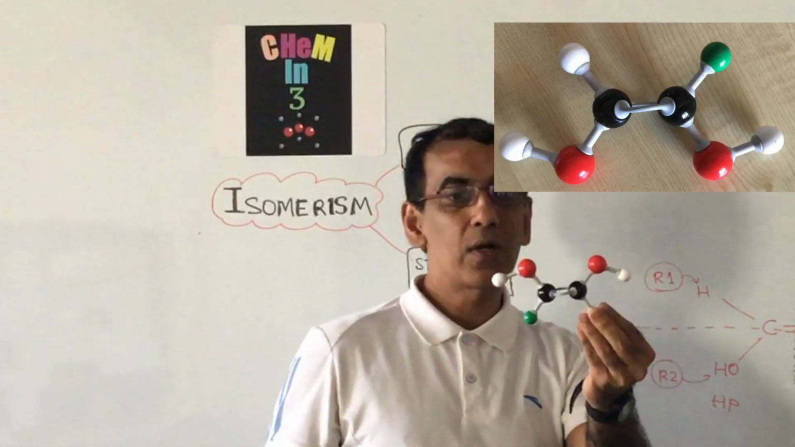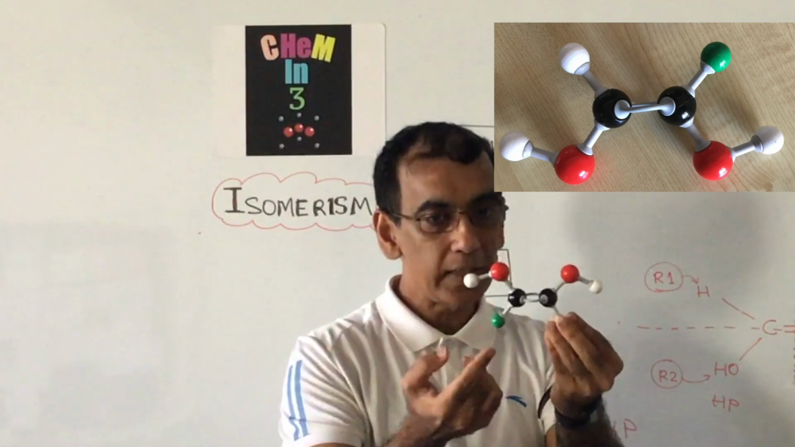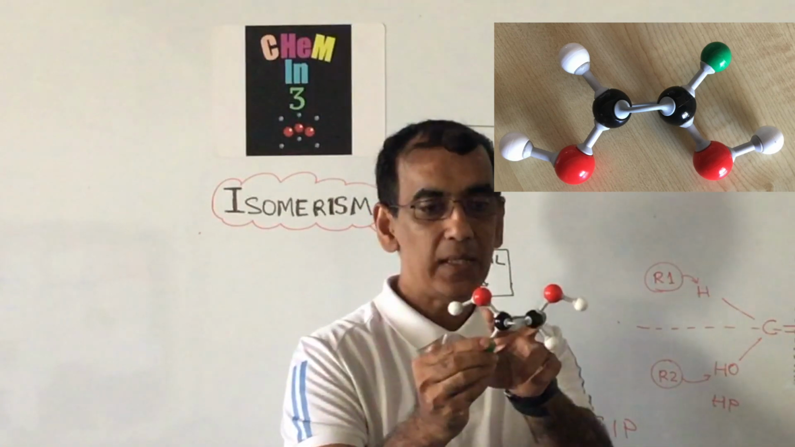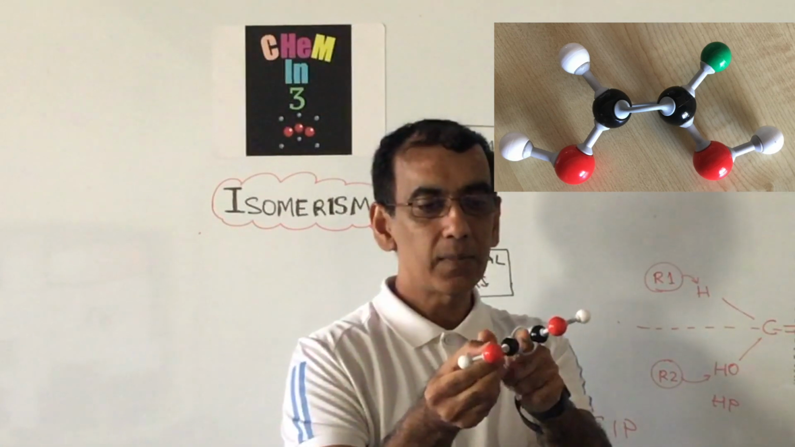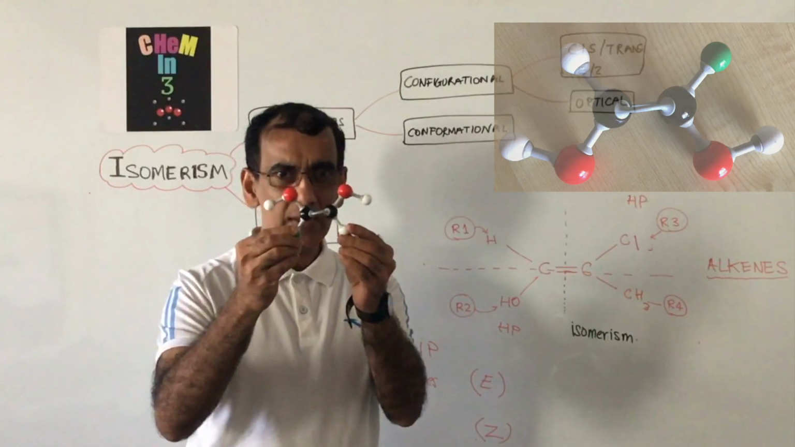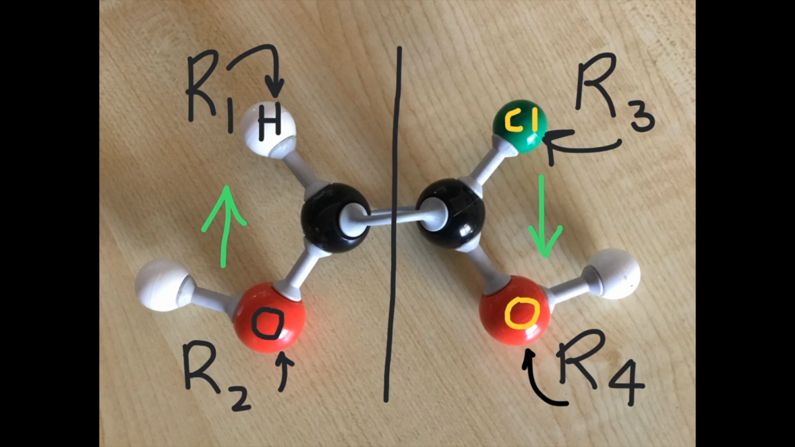and to note that the red represents oxygen, this green represents chlorine, and the whites represent hydrogen, with the blacks being carbon, and this being your typical double bond of an alkene. How would you classify this isomer? E or Z? Let's take a look at the answer to this question now.